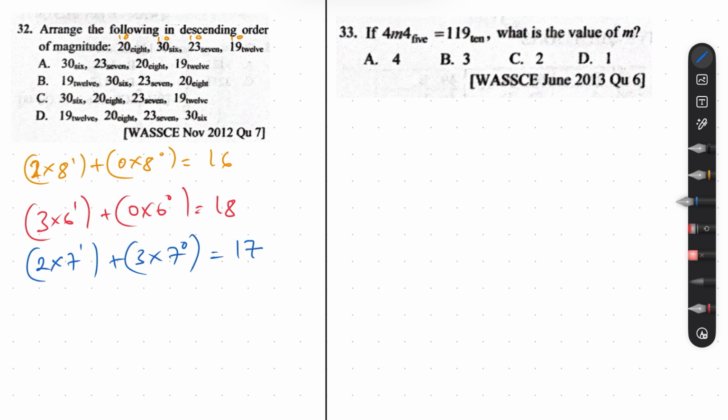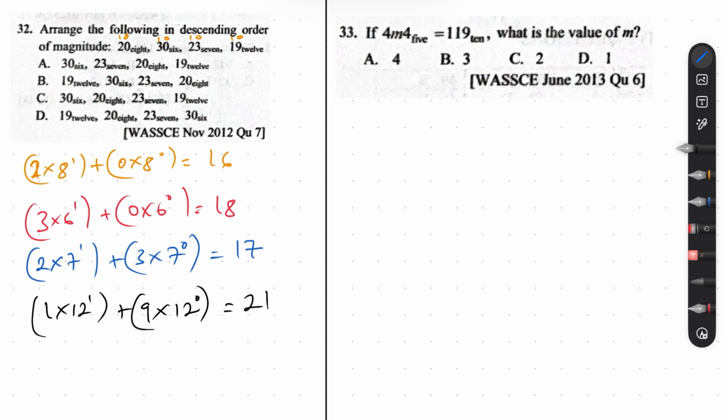Okay? Now, finally, we have the base 12. That will give us 1 times 12 exponent 1 plus 9 times 12 exponent 0. And that will give us what? 12 plus 9. That will give us 21.